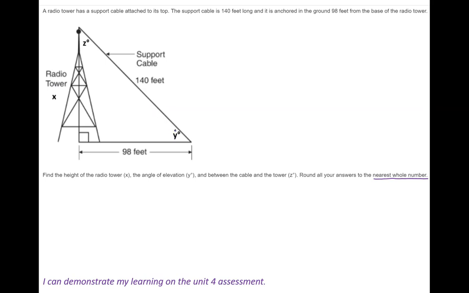I could try to set up trig, but it won't work very well because I don't know the angles in my triangle other than the 90. So instead, I'm going to use the Pythagorean theorem, which is a squared plus b squared equals c squared. I'm going to make sure to focus on the c, which is going to be my hypotenuse. We want to make sure to get that right. So I'm going to do that first in my problem.